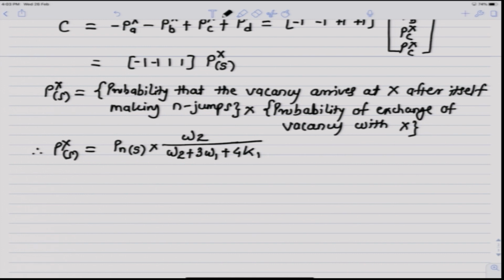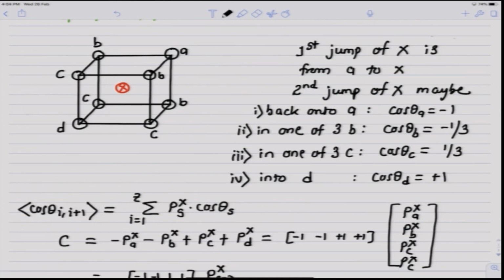for different types of sites. For example, Pn of A here is the probability that the vacancy after itself making n jumps will arrive on site A. Remember, when I am talking about the exchange of vacancy, I am considering the same vacancy with which atom X has exchanged during the first jump. That vacancy itself can make a number of jumps and arrive again on one of the nearest neighbor sites of X, and the X can exchange with it again, and those are the correlated jumps which will contribute to the average cos theta I plus 1.